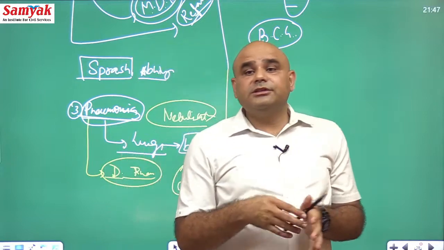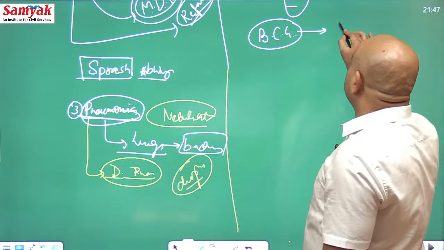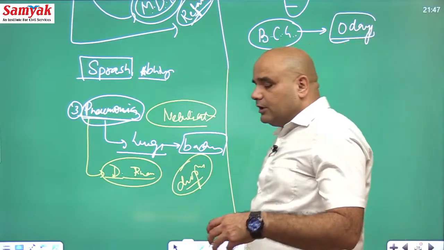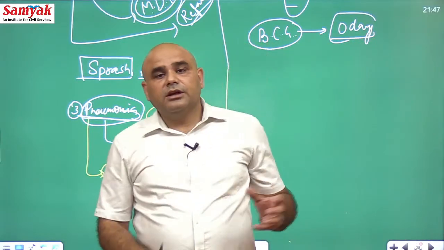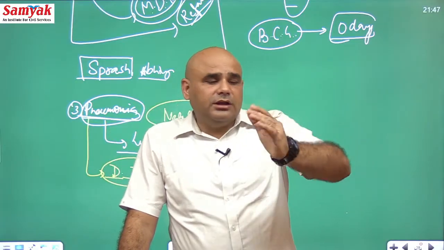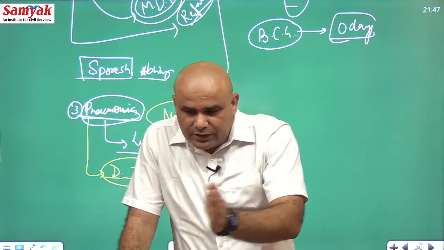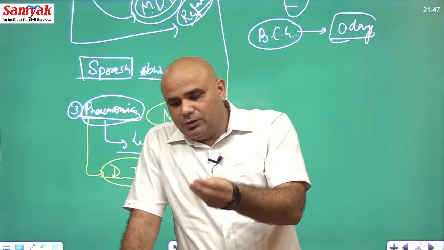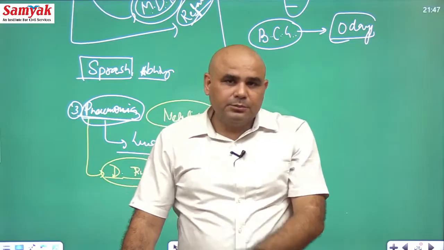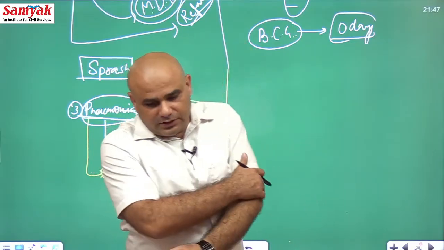Now, when the BCG is given, always remember BCG is given at the age of 0 days. What is the meaning of 0 days? 0 days means the infant or the newborn is less than 24 hours of age. That time you are supposed to give him BCG. BCG is given on the arm of the baby.